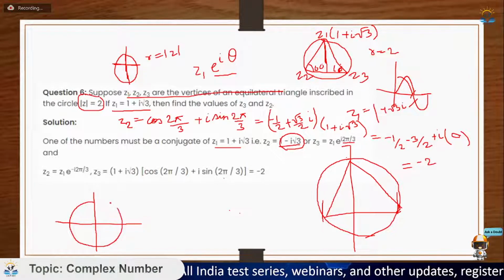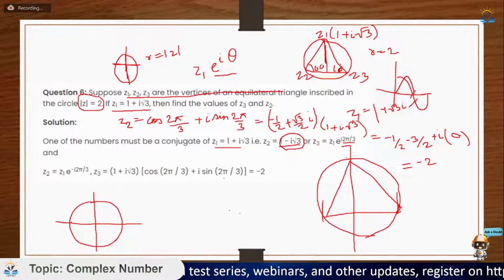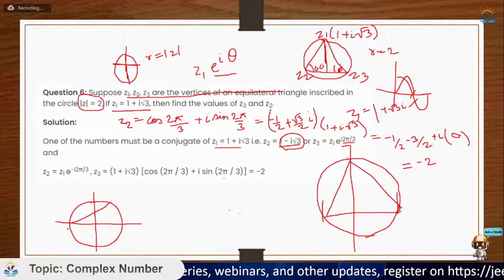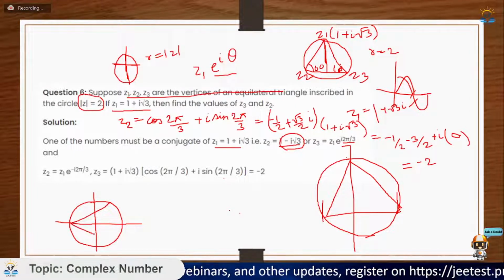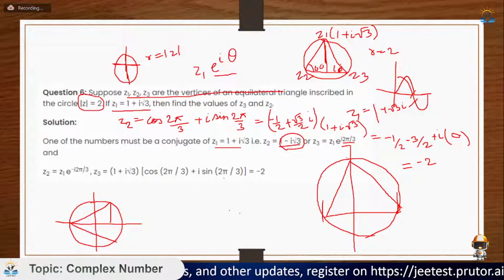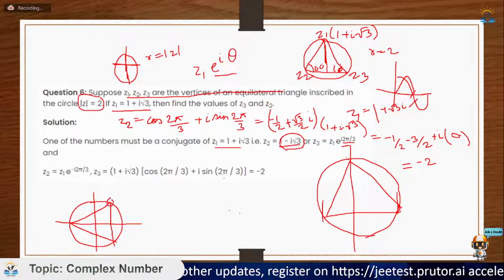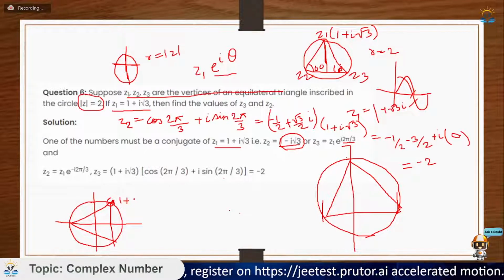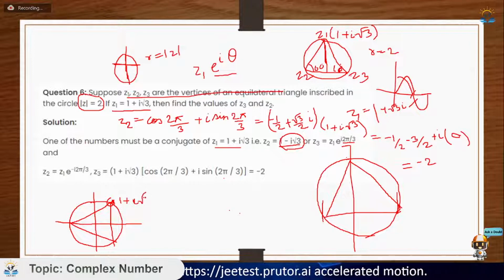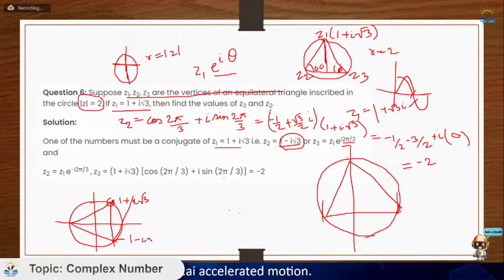This is my circle. Minus 2 is somewhere here. So this is my diagram. This point is my given point, which is 1 plus iota root 3. This point is my 1 minus iota root 3, and this point is my minus 2.